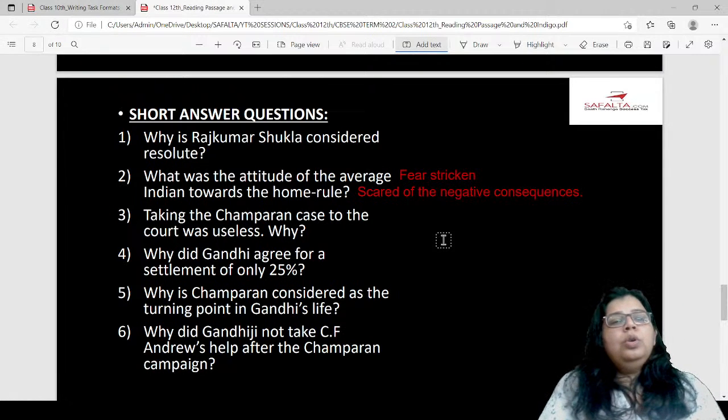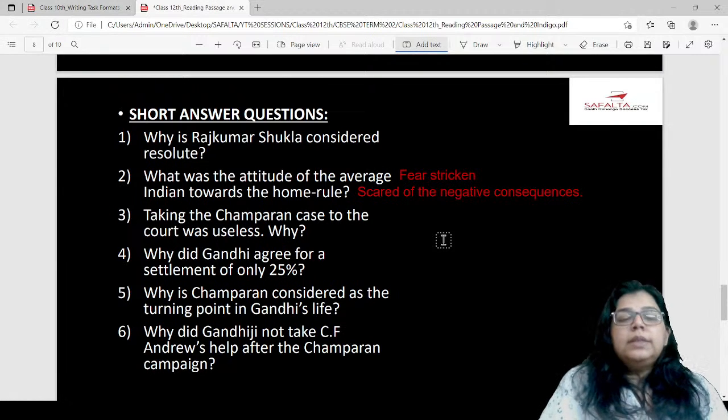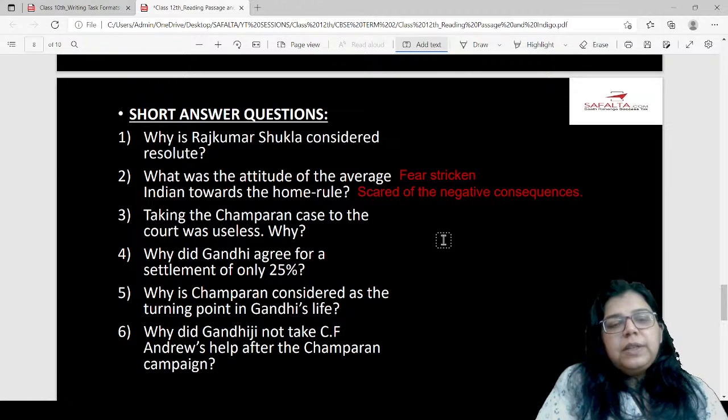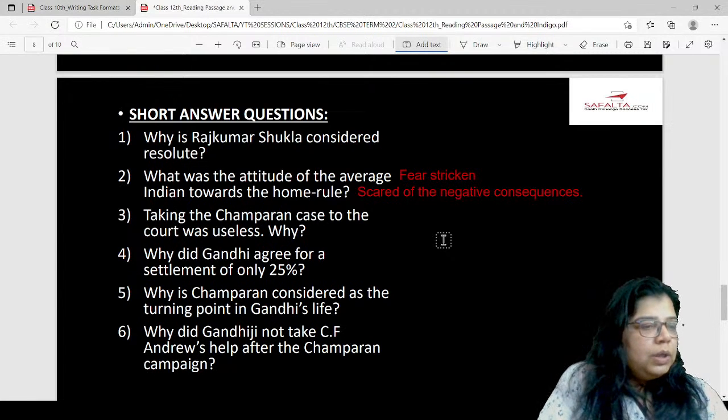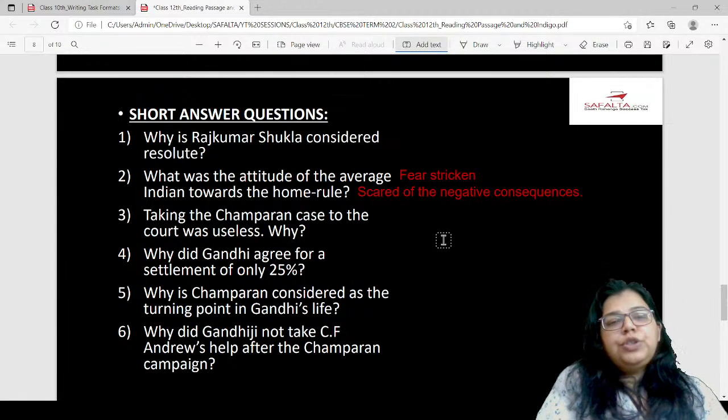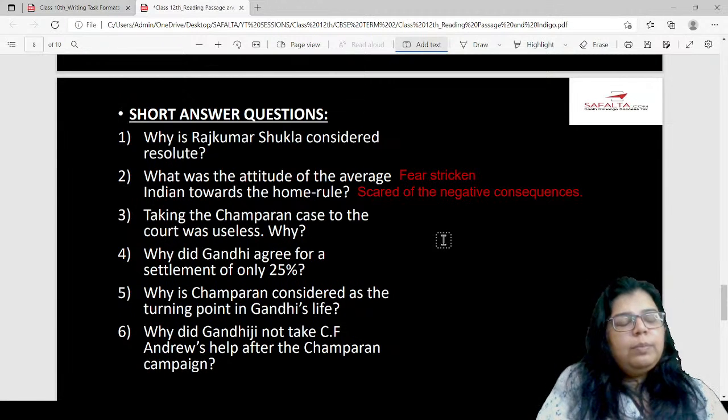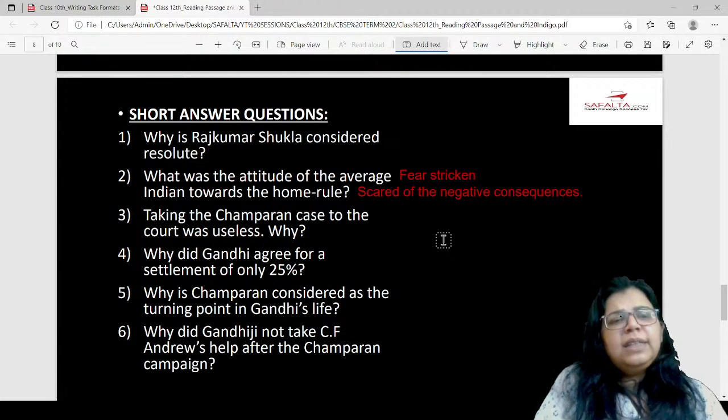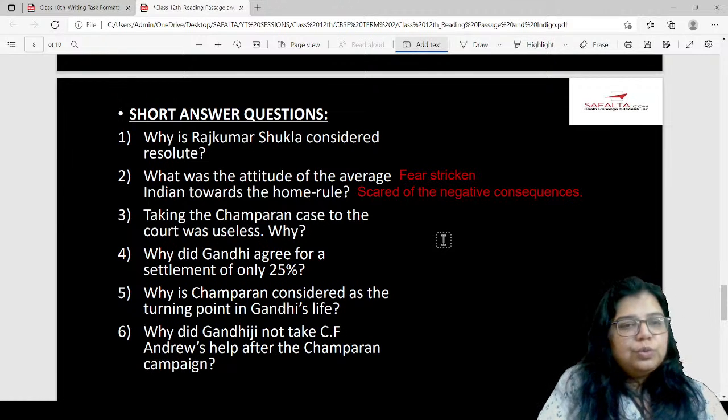Yes. So, 25% refund, because this was a way to keep the deadlock going. The British were very, very sure that Gandhi would not agree to a 25% refund. They were extremely sure of that, and once they were sure, they thought that the deadlock would continue.